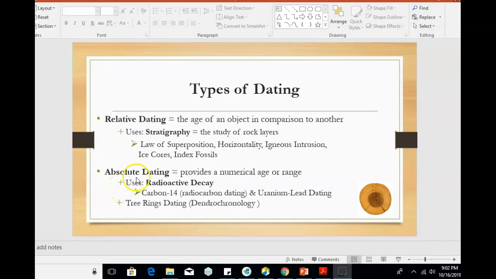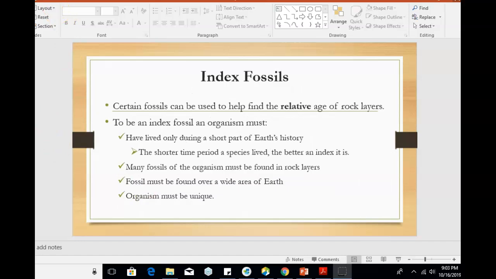Two things to remember is that with absolute dating, you can use carbon 14 for younger fossils, and uranium 235 is used for older fossils. But once again, if they give you a number, that will be absolute dating, sometimes also called radioactive or radiometric dating. As we look at an index fossil, there are some things.